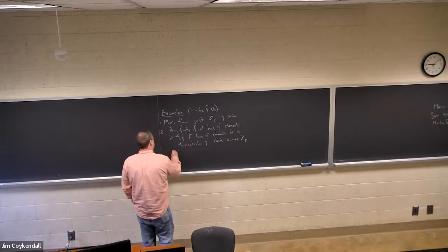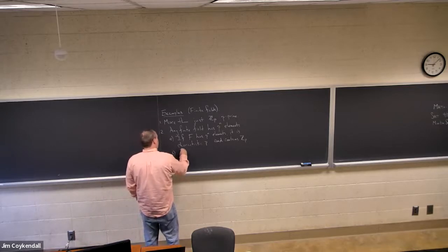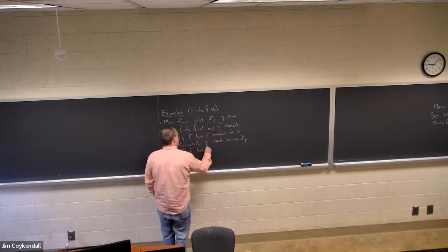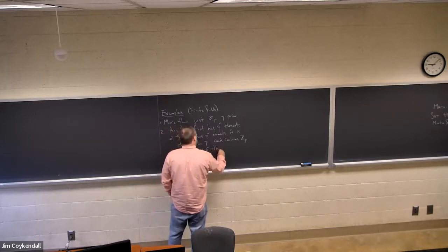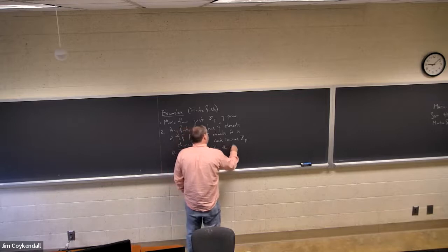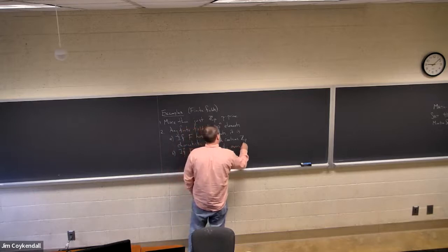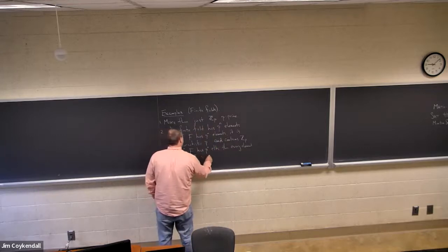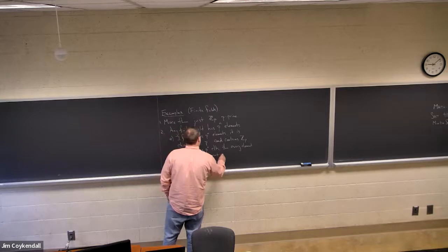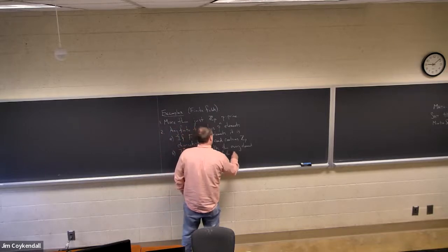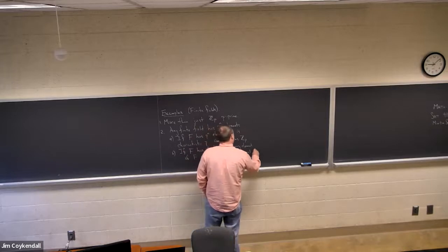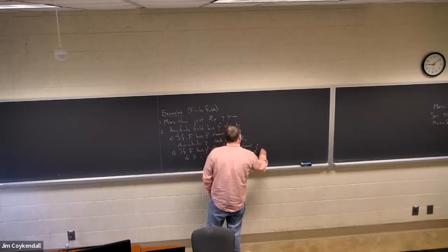And B, if F is a finite field with p to the n elements, then every element of F is a root of the polynomial x to the p to the n minus x.